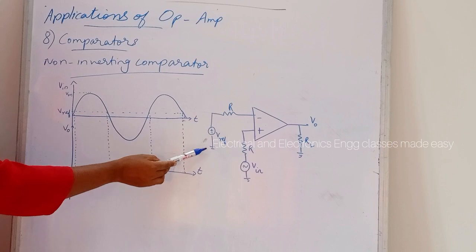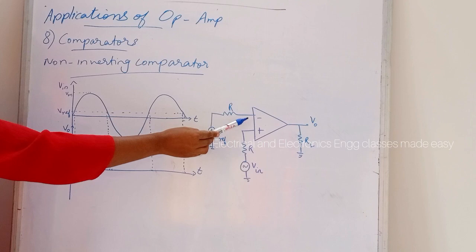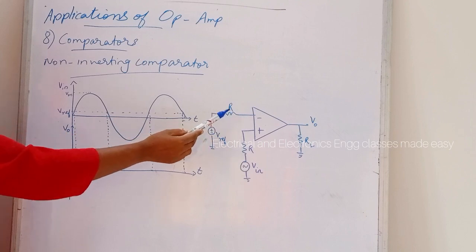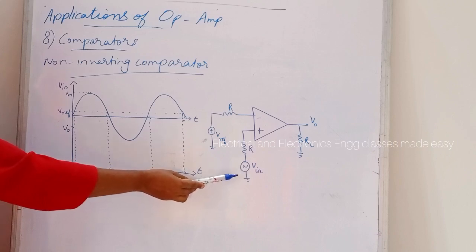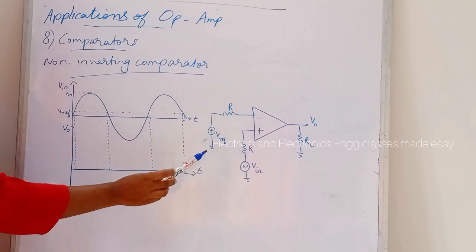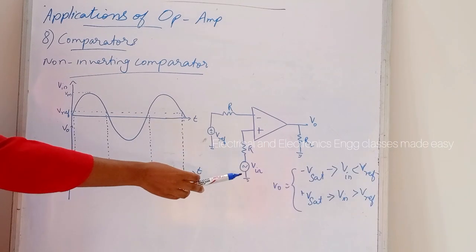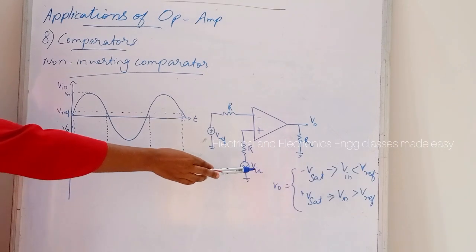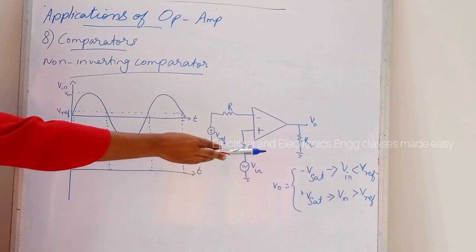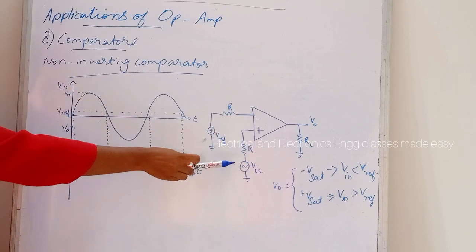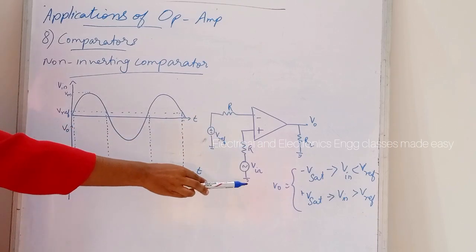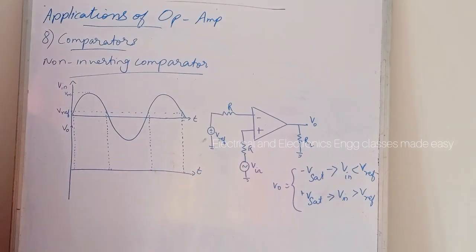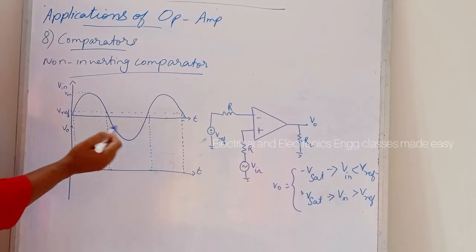Here, a fixed reference voltage V reference is applied to the negative input terminal of the op-amp, and a time varying signal V in is applied to the positive input, and the output voltage is at minus Vsat for V in less than V reference, and plus Vsat for V in greater than V reference.